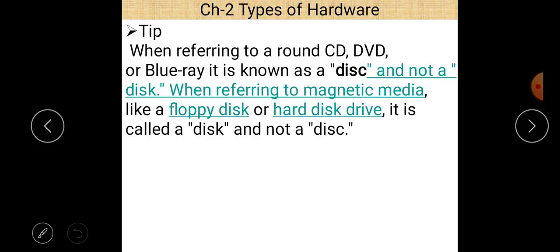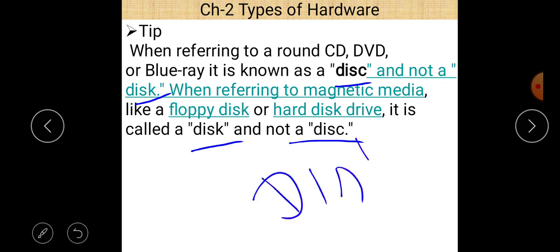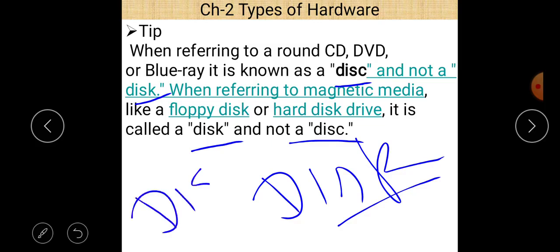When referring to a round CD, DVD or Blu-ray, it is known as a disc, spelled DISC, and not as a disk. And when referring to a magnetic media like a floppy disk or a hard disk drive, it is called a disk, spelled DISK, not a disc. So that is a tip, a small but important point regarding CD, DVD and hard disk. We spell hard disk with a K, but in case of CD and DVD we use DISC.